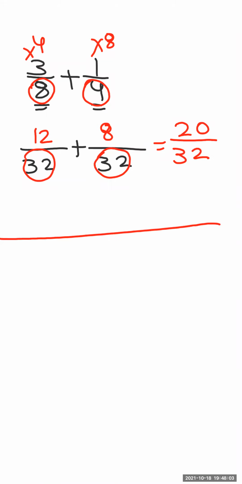Finished? No. Why no? Because we have to simplify it and write it in the simplest form. 20 over 32, divide the two numbers by 4. So it will equal 5/8. That's it. Teacher, we can simplify it from the beginning.